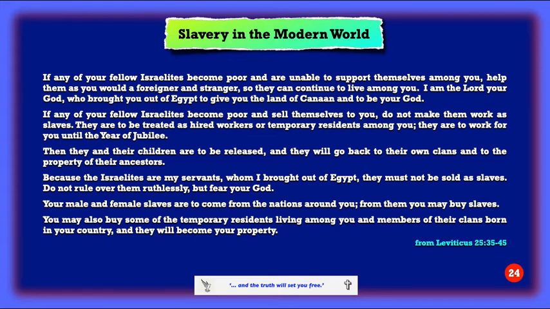You may also buy some with a temporary residence living among you and members of your clans born in your country. They'll become your property. Treat them with respect.